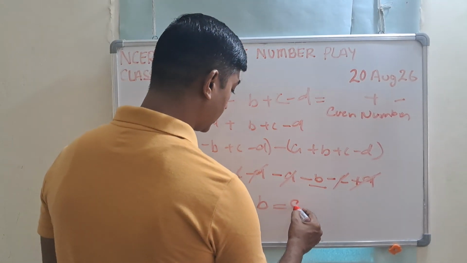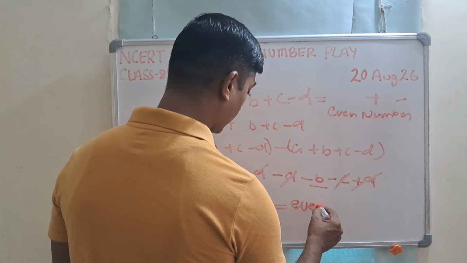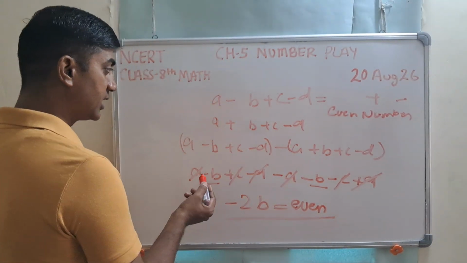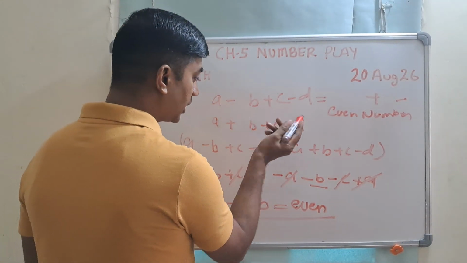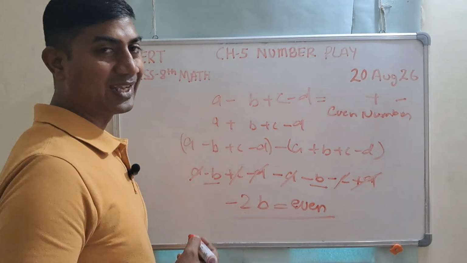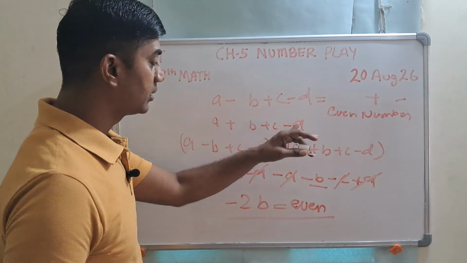So this is always even. In this way, we have seen that in a 4-digit number, if you give any expressions, you will always get an even result.